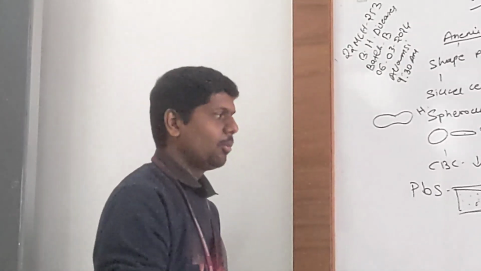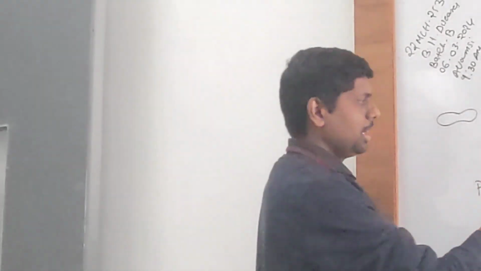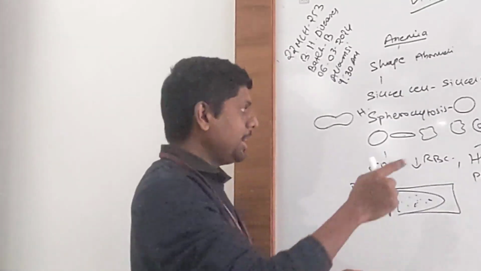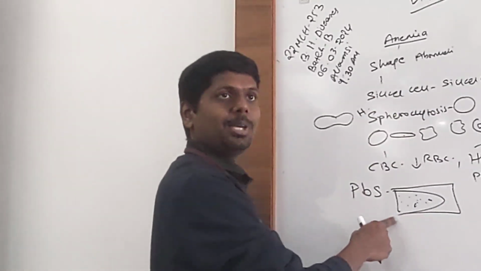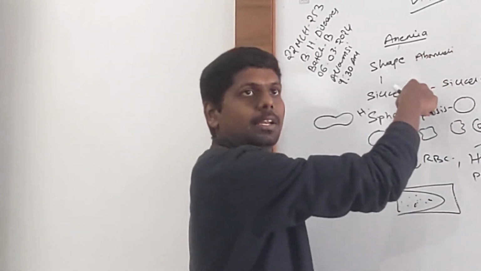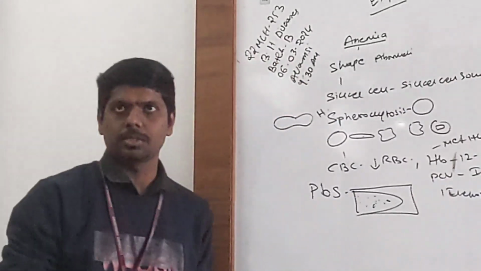In this case, what else can we do? The other thing we can do is use alternate tests like the osmotic fragility test. I know that sickle cell can be detected in PBS, but still I have a solubility test to cross-confirm sickle cell. Similarly, let me discuss what the osmotic fragility test is.